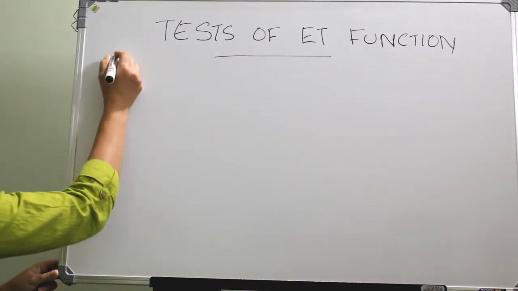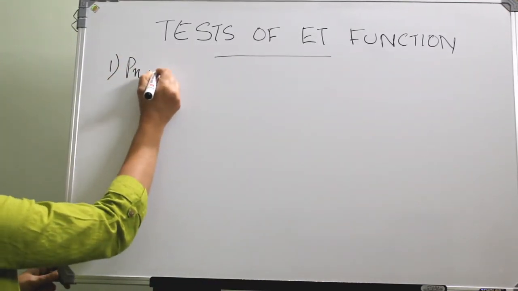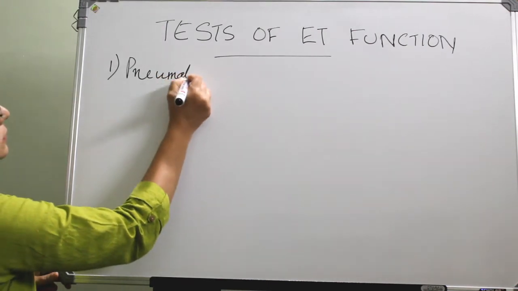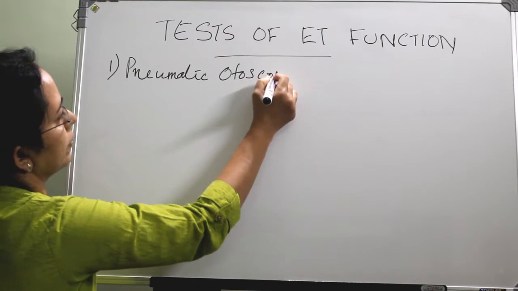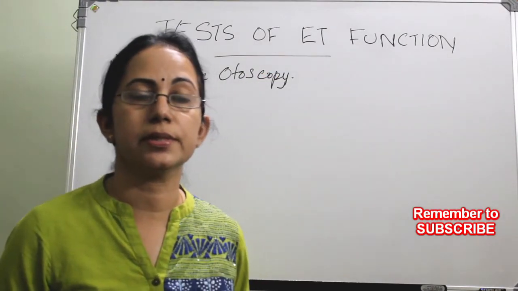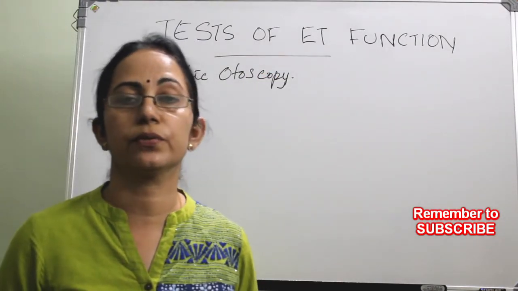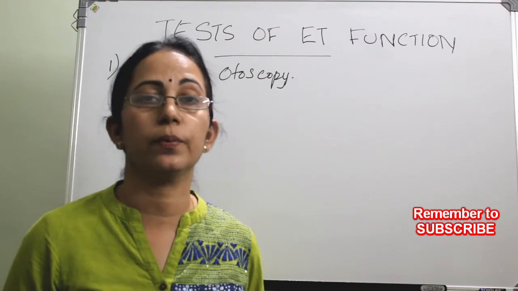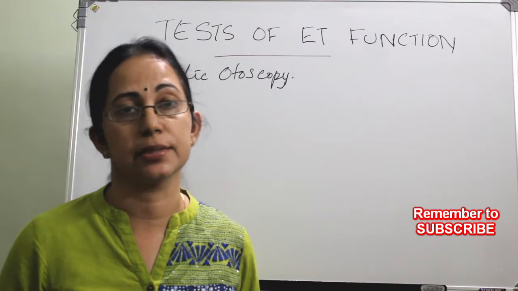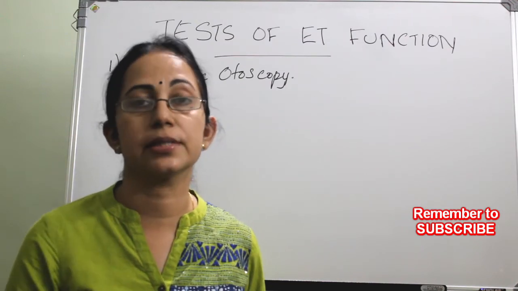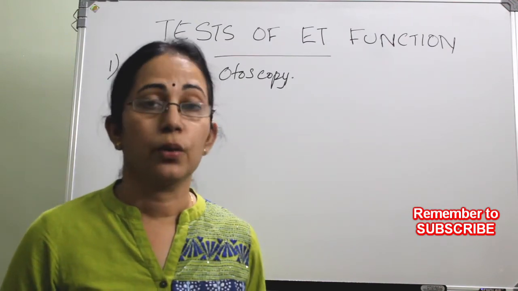Number one is pneumatic otoscopy. What is that? Pneumatic otoscopy means permeatal examination of the tympanic membrane using an otoscope, along with testing the mobility of the tympanic membrane using a Siegel's speculum or a Siegel's bulb, or a pneumatic bulb.